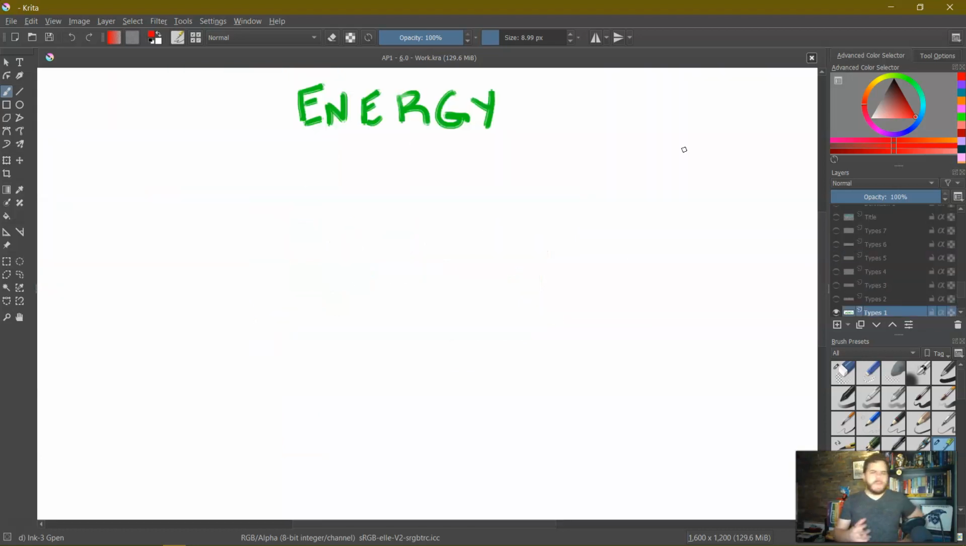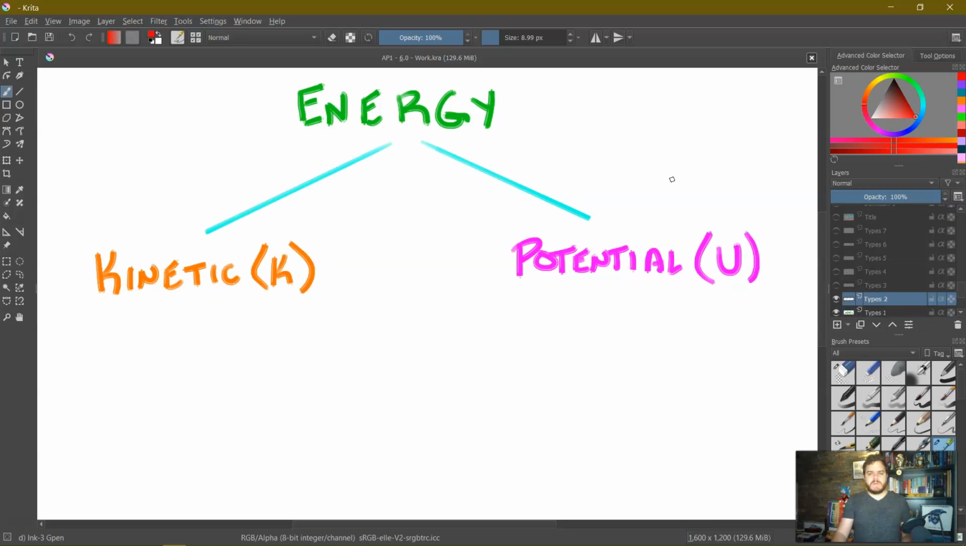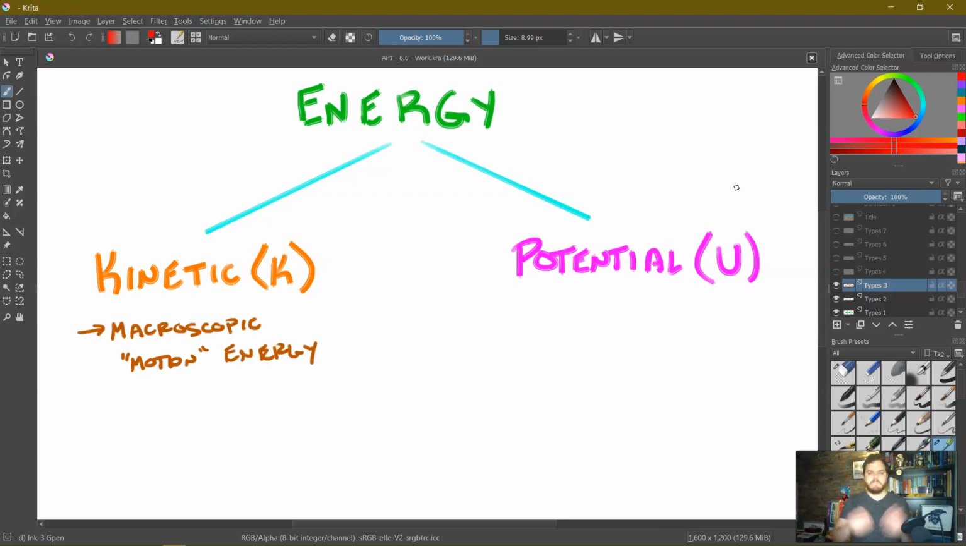Now, one other thing we probably should mention, and we already kind of did, is that we said energy can change from one form to another, but that means there must be different types of energy. Well, what types are there? Well, really, we can break these down into two main groups. Kinetic energy, which we abbreviate with a K, and potential energy, which we abbreviate with a U. Kinetic, we know for a fact, is some sort of motion energy. We know it involves movement.